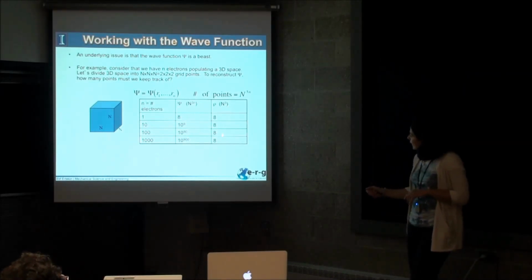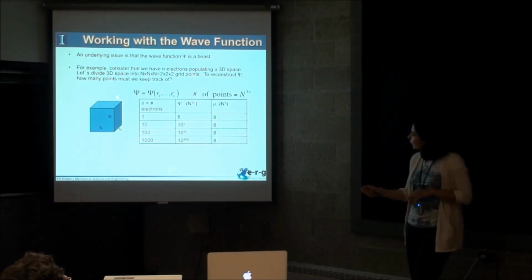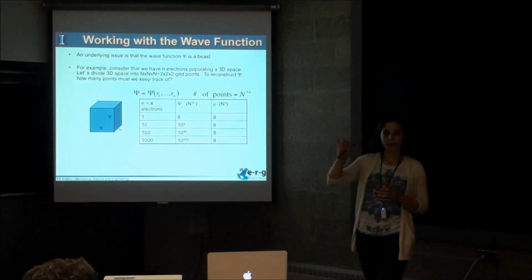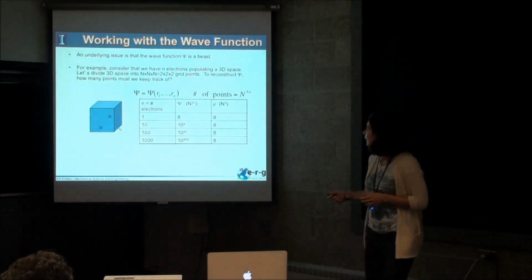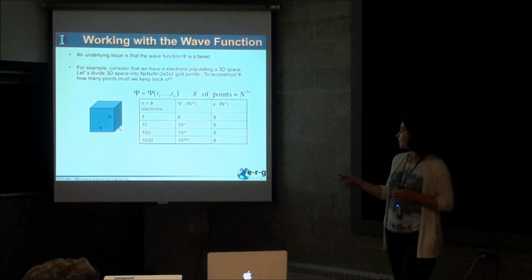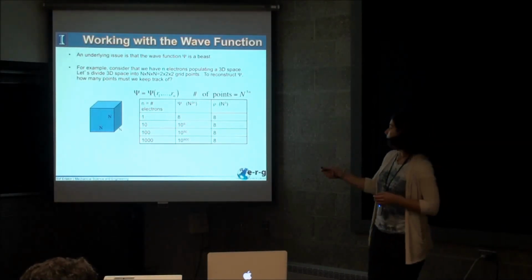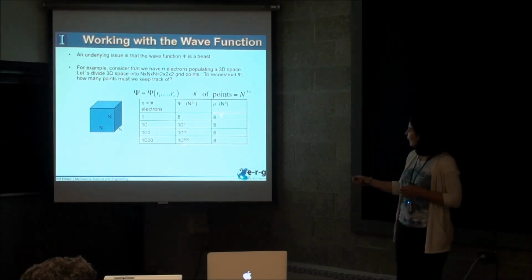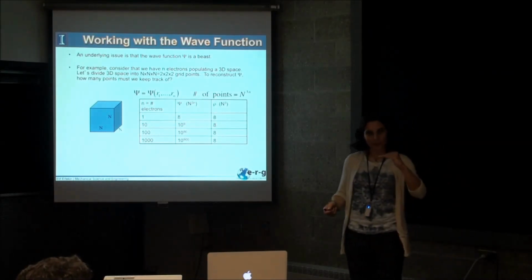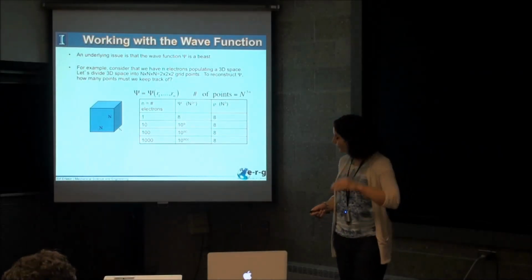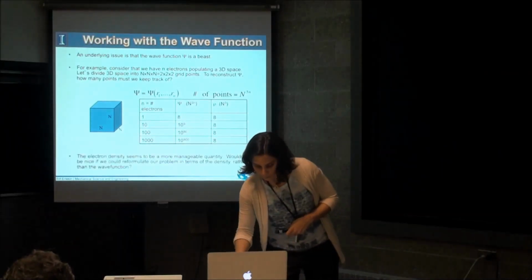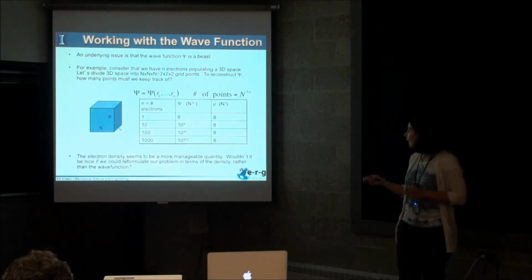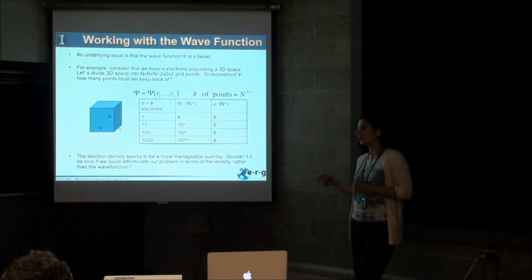But look at this. Let's say that instead of the wave function, I could work with the electron density, the total electron density. That electron density is a function of only 3 variables, right? X, Y, and Z, and however many grid points that you might have in here. And so no matter how many electrons we have, that electron density can be represented by the same number of points. And so this kind of motivates this idea that maybe the electron density itself seems to be a more manageable quantity than the wave function.